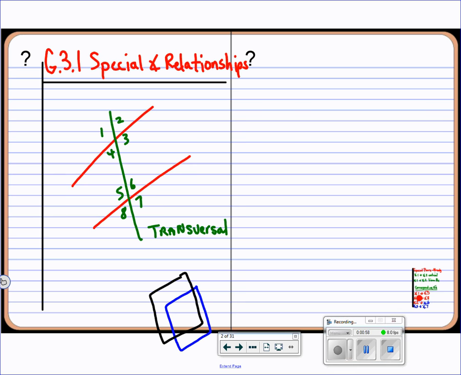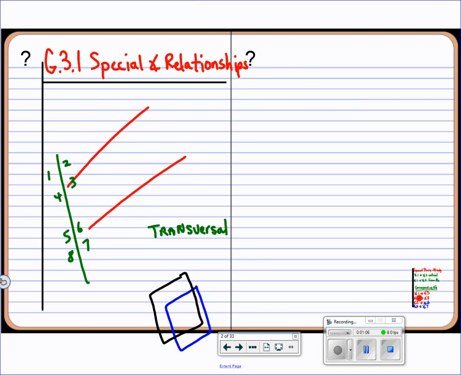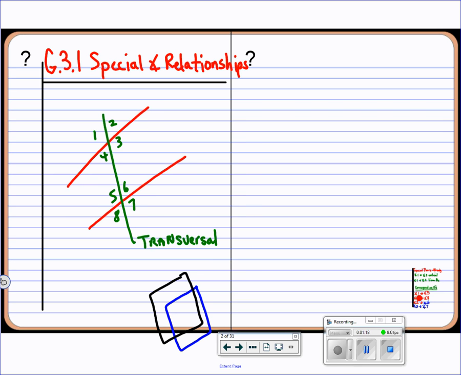Okay, suppose I have two lines like this. They're not necessarily parallel. They don't have to be for us to have the special names I'm going to introduce to you. But whenever I take another line and bring it through those two lines, it creates a set of 8 different angles. I hope that you can see that, okay? The green line is called the transversal.